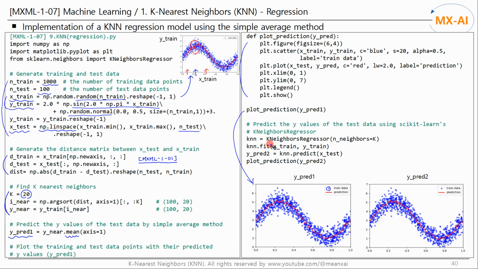Finally, let's predict the y values of the test data using scikit-learn's KNeighborsRegressor. Create a KNN regression model and fit this model to the training data. And then predict the y values of the test data, ypred2. This model uses the simple average method by default. The results are as follows. This is identical to the result on the left.